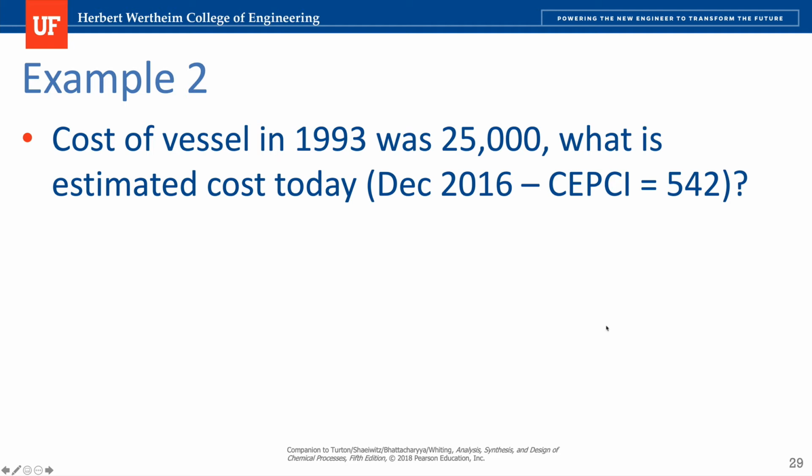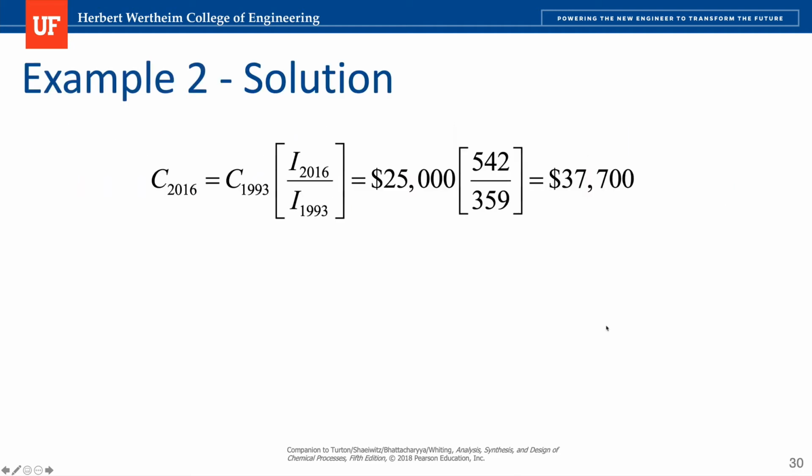And that today, right, corresponds to December 2016. So the CEPCI value for 2016 is given by 242. So what we're going to do is basically use the relationship between the cost index and the cost of the equipment. Remember, this is assuming the same equipment with the same capacity and the same materials of construction. The only thing that we're changing here is the time, not the capacity.